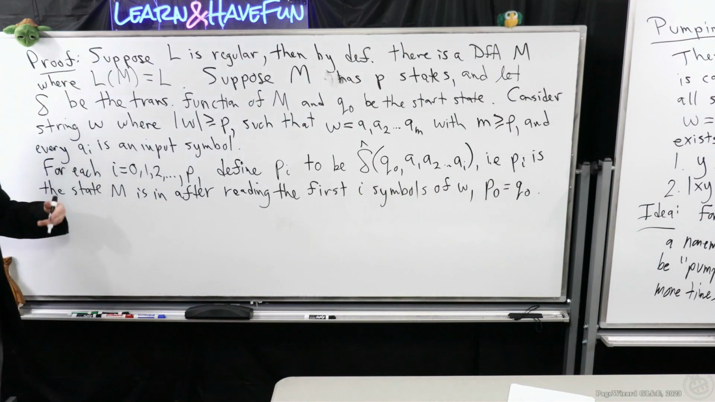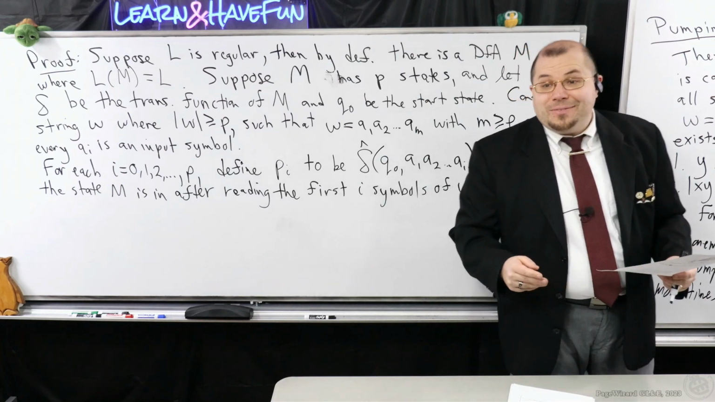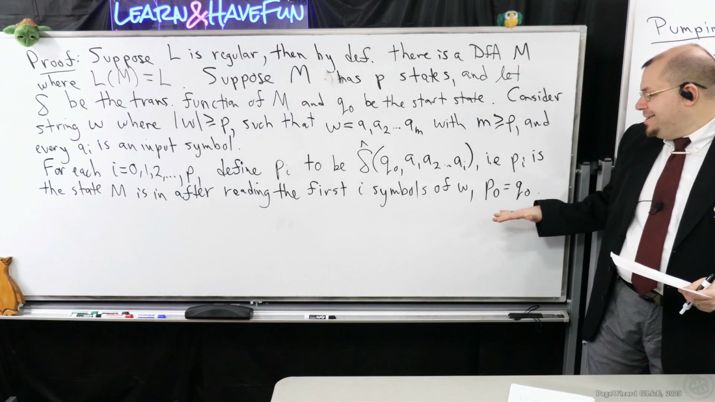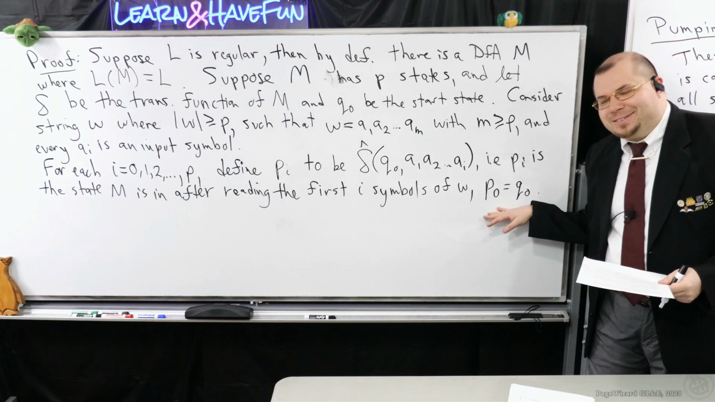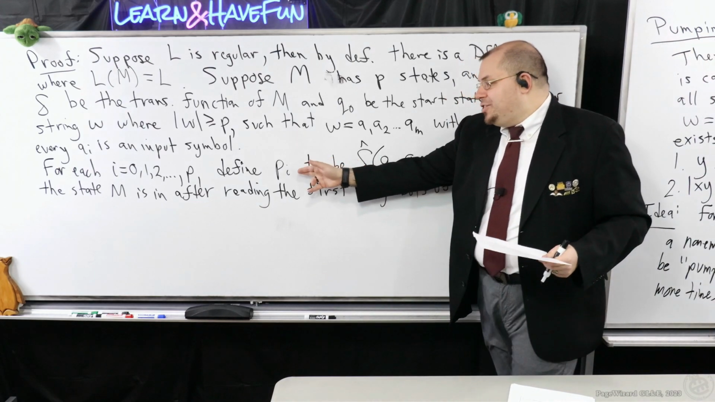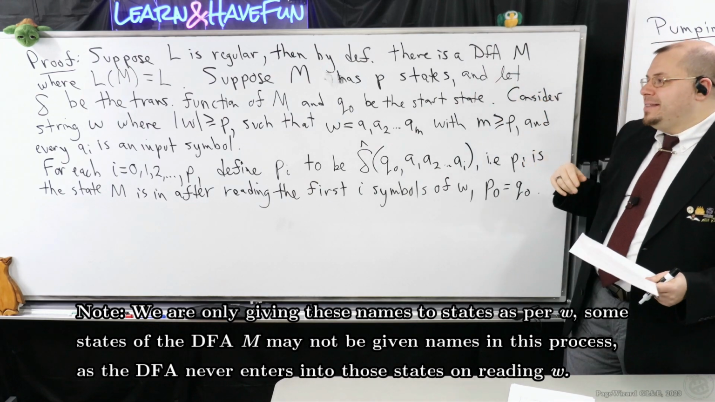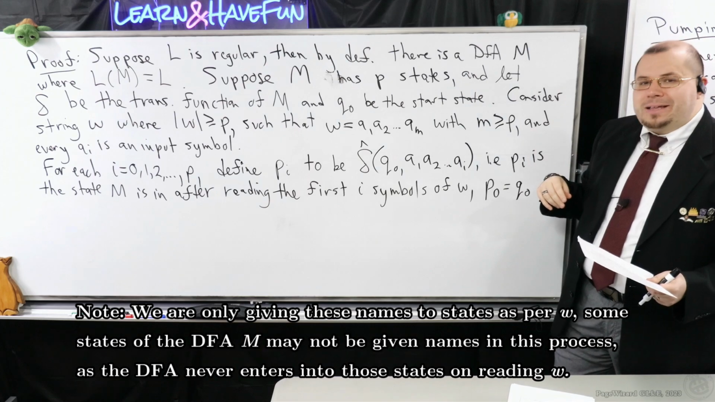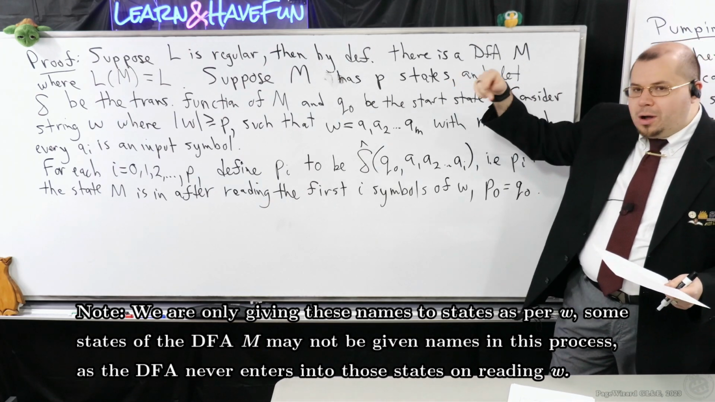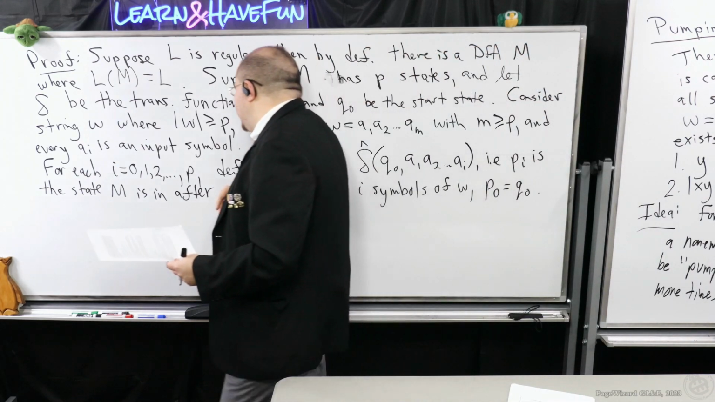Because when I haven't read any symbols, where does that take me? By the definition of this, if I haven't read any symbols yet, you'd agree with me that I'm just staying at the start state. So this is how I'm going to define each one of my labels for the states. These are going to be states describing what we saw before when we went for a little walk in the DFA. So that's what P0, P1, P2, and all of these are.